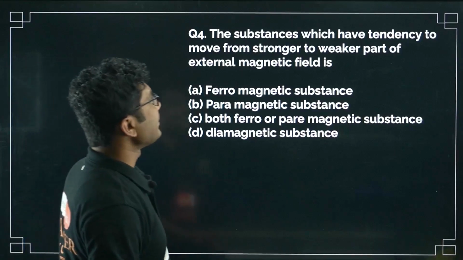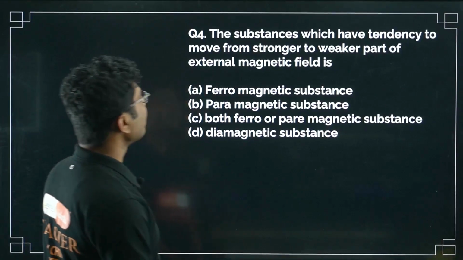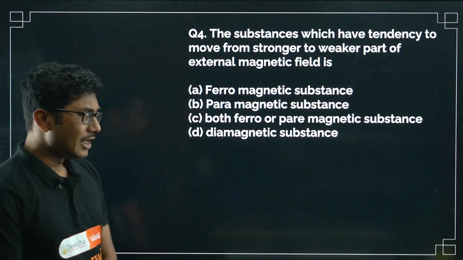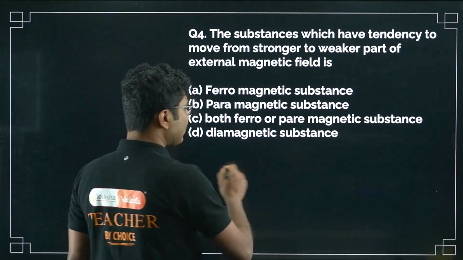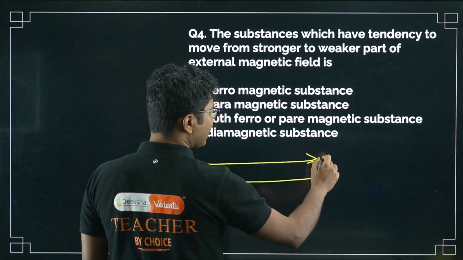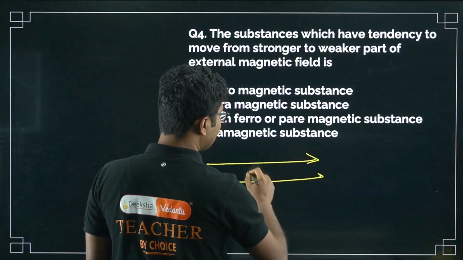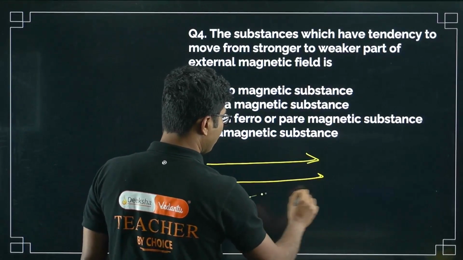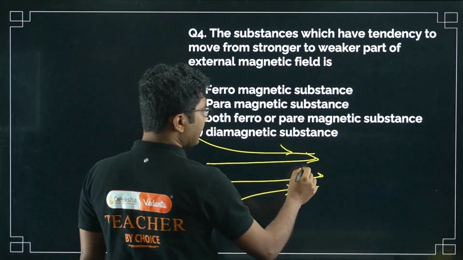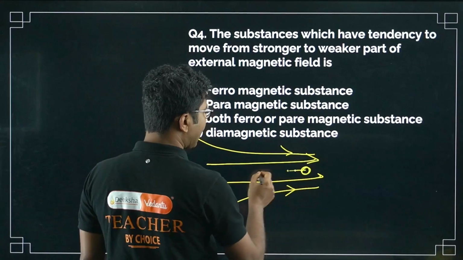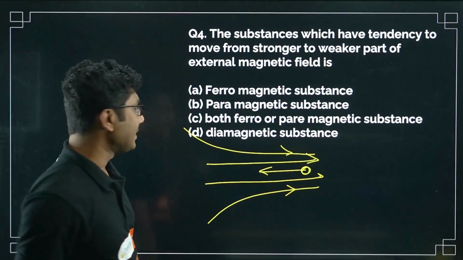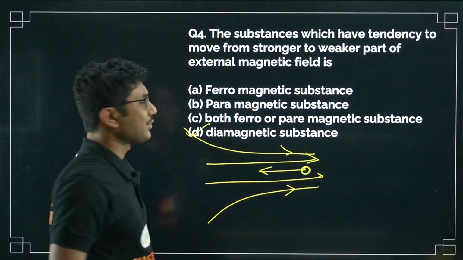The substances which have tendency to move from stronger to weaker part of the external magnetic field. Basically stronger part, suppose we have a magnetic field. Magnetic field obviously represents in the direction of increasing magnetic field. Suppose this region is stronger magnetic field. How to represent stronger magnetic field? By increasing more number of lines. So a substance which is moving from stronger magnetic field to weaker magnetic field is basically a diamagnetic substance. So correct answer is option D.